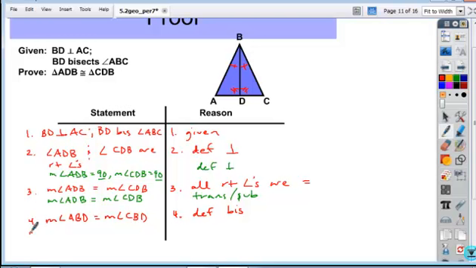What's the easiest side to show? The side that's equal to itself. BD is a shared side, so reflexive property. Okay, and once you have this, you have two angles and the included side. That's enough to show that the triangles themselves are congruent. So triangle ADB is congruent to triangle CDB. Two angles and the included side.